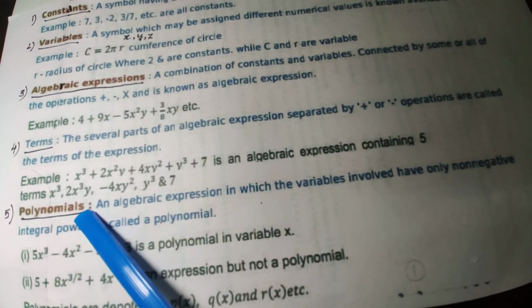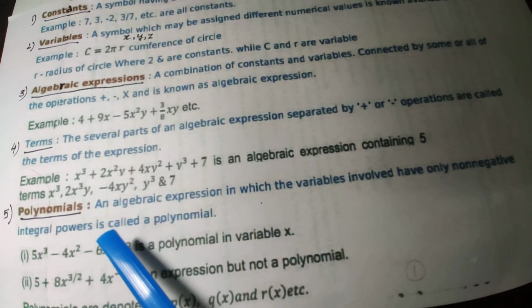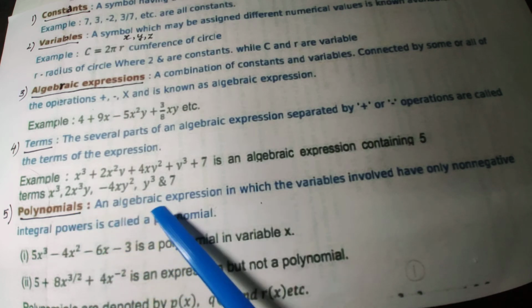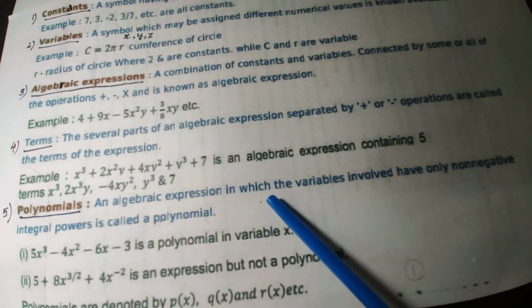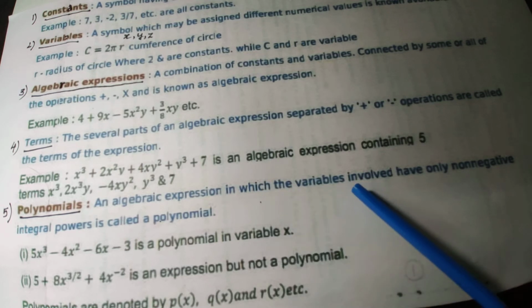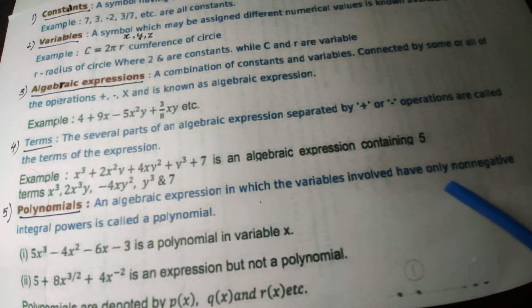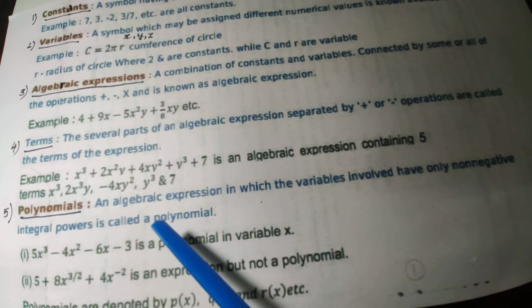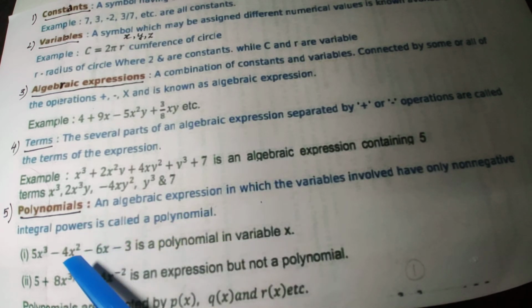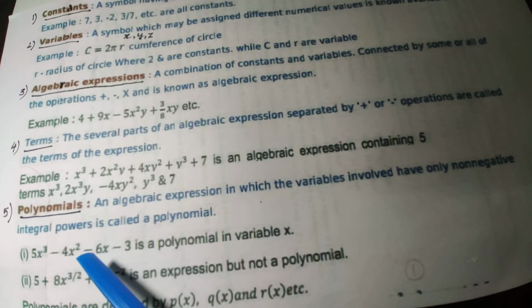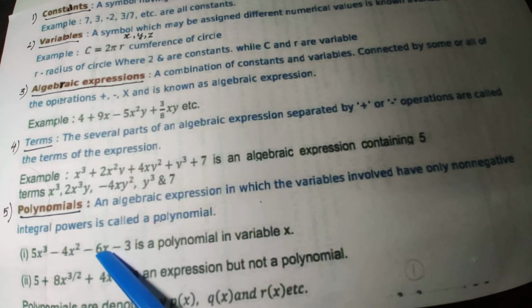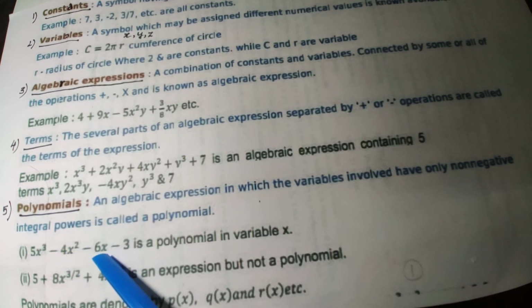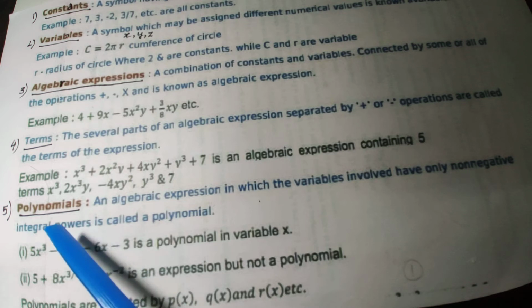Next we learn polynomials. Polynomials are special algebraic expressions in which the variables involved have only non-negative integral powers. That means an algebraic expression in which the power of the variable is a whole number, right? Either the power is 0 or more than 0. Then only that algebraic expression will be called a polynomial.